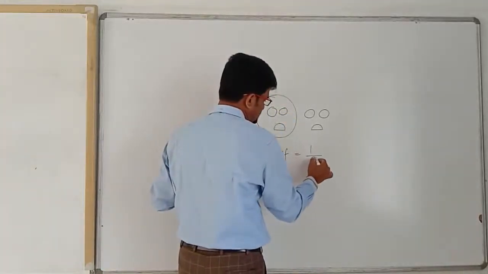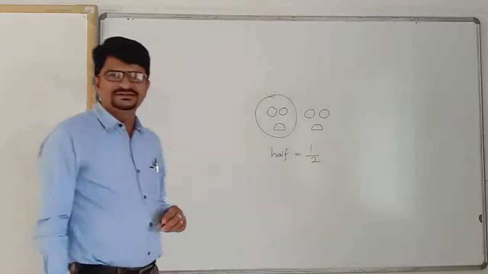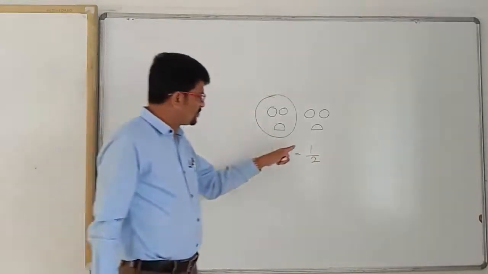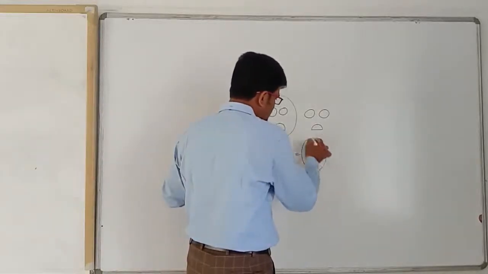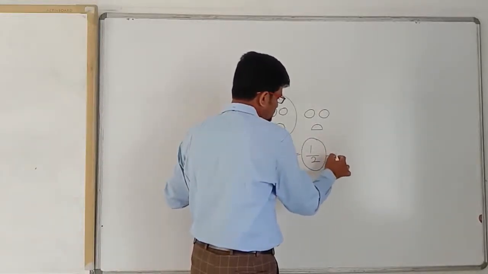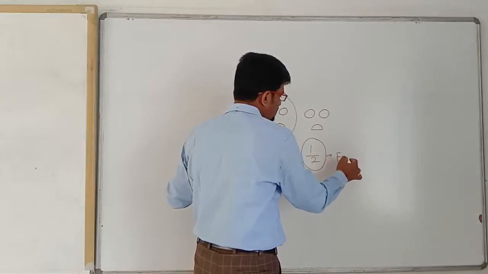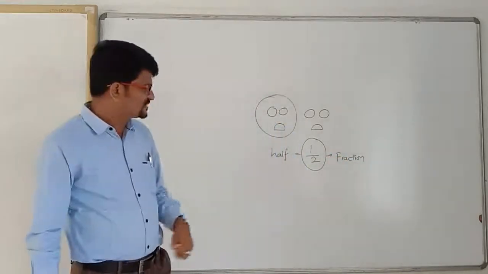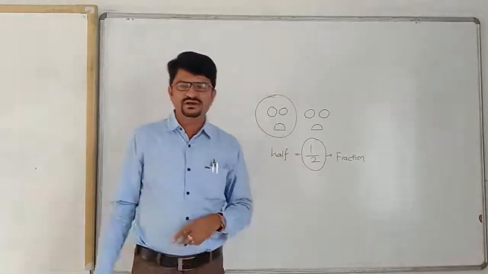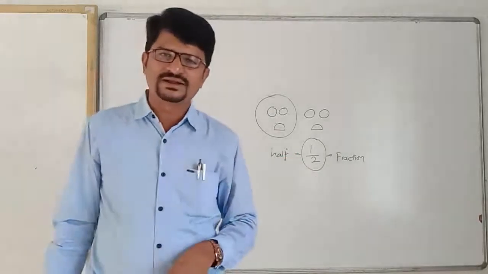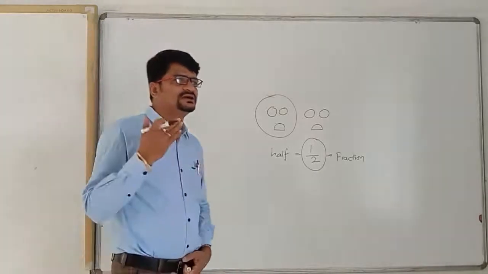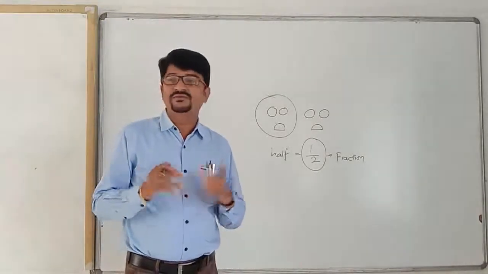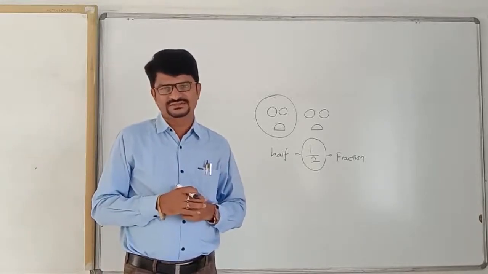This is how. Am I right? Now what is this called? Very good. This is called a fraction. Am I right? Now let me know, what is a fraction? From where will you get all these fractions?